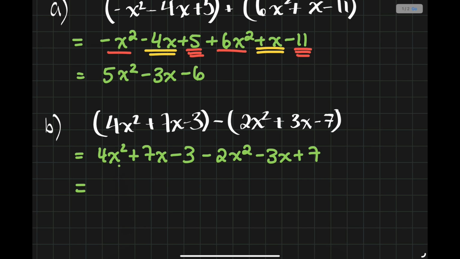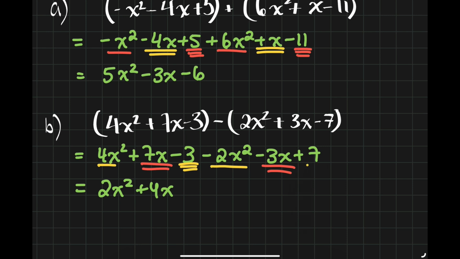So we have 4x squared minus 2x squared, which gives us 2x squared. Then we have 7x minus 3x, which is positive 4x. And lastly, we have negative 3 and positive 7, which is also positive 4. Okay, we have successfully simplified these two expressions.